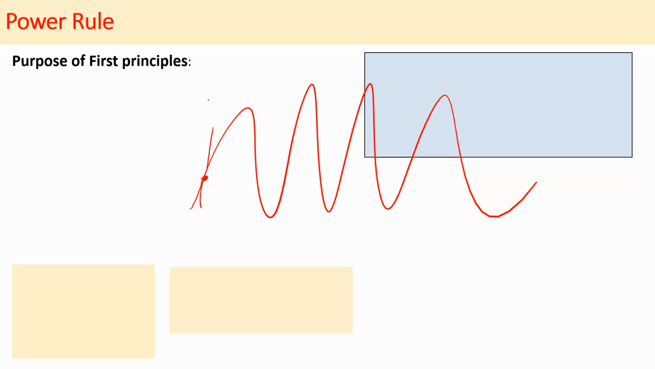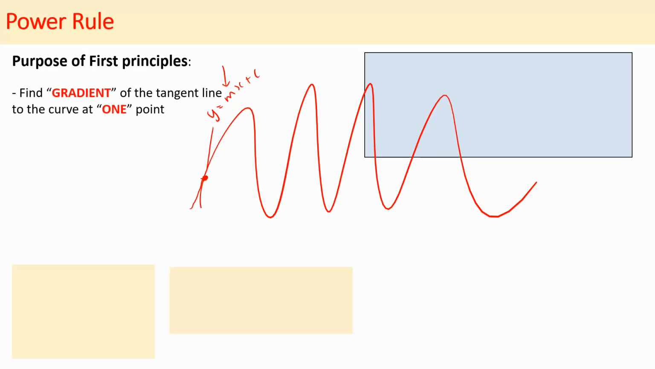We want to know this straight line y equals mx plus c. We want to know what m is. That's the point of first principles. The problem is that from what we understand, to find gradients back in year 9, you need 2 points. This only has 1 point. That's a problem. So we've only ever done gradients with 2 points. So how do you find the gradient with only 1 point?